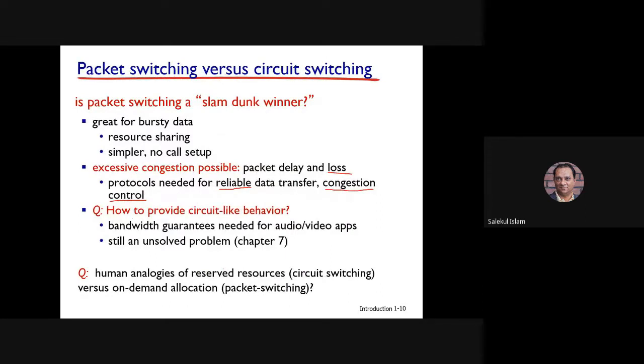Now the question is how to provide circuit-like behavior. Say, for example, you need some bandwidth guarantees for audio and video applications. Your audio and video applications cannot run properly if you cannot give them some minimum bandwidth. So how to provide these things? You cannot give them a full-fledged guarantee, but definitely you can try your best to provide them a good service. So remember that the internet is known as a best effort protocol.